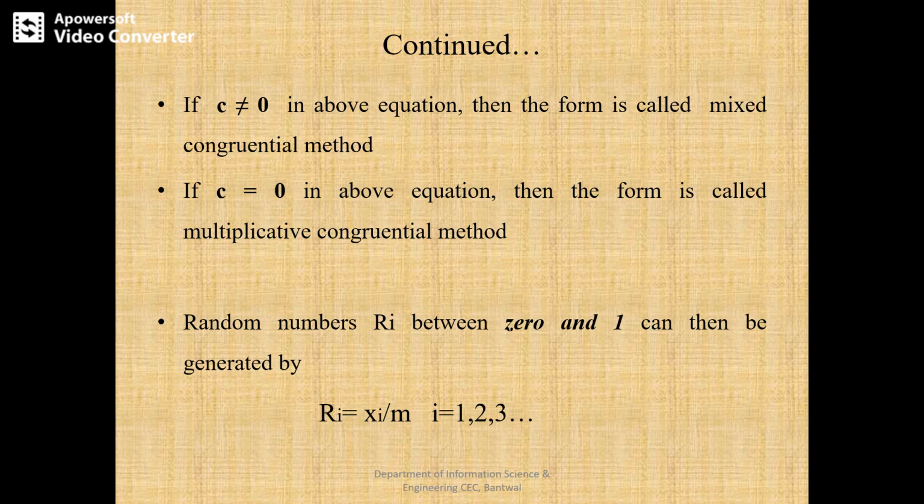Here random numbers Ri between 0 and 1 can be generated from the integers: Ri equal to xi divided by m, where i starts with 1, 2, 3 and so on up to n. So no zeros. First we generate the integer value, then we go with the previous equation for Ri. So we generate random numbers R1, R2, R3 and so on, whatever sequence of random numbers needs to be generated.